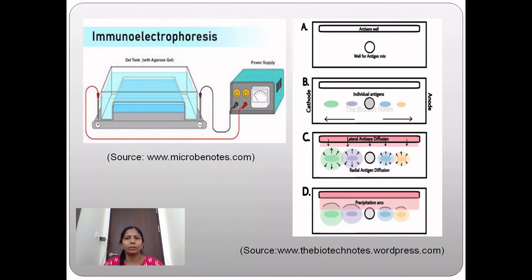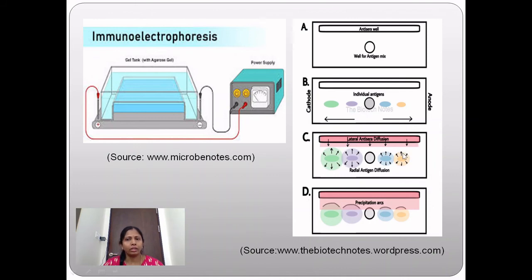Once this separation under electrophoresis is completed, the gel is taken out from the gel tank and a long straw is cut in the direction of movement of the antigens. This straw is then filled with the polyclonal antiserum and the gel is allowed for incubation, during which diffusion of the antiserum and the antigens takes place. The diffusion of the antigens is radial, whereas the diffusion of the antiserum is lateral.